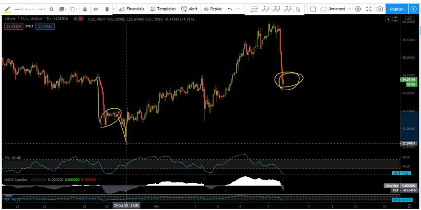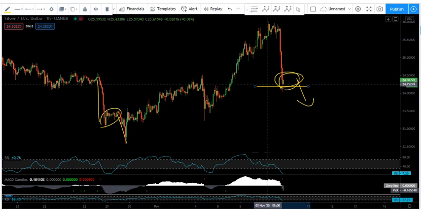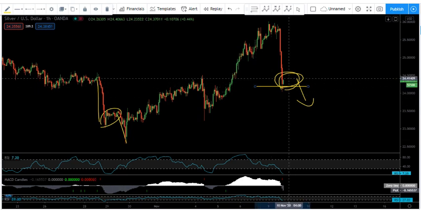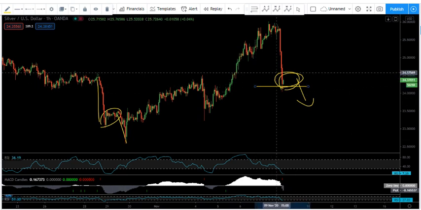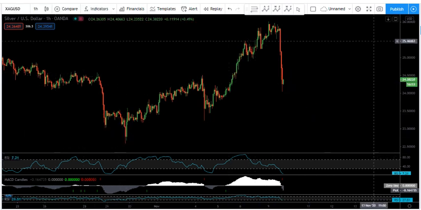Any sharp move down, we try to manage it. Now the thing is, the only time we sell is if we get a correction. Other than that, we just leave it. All right, this is based on the silver. How about the gold?